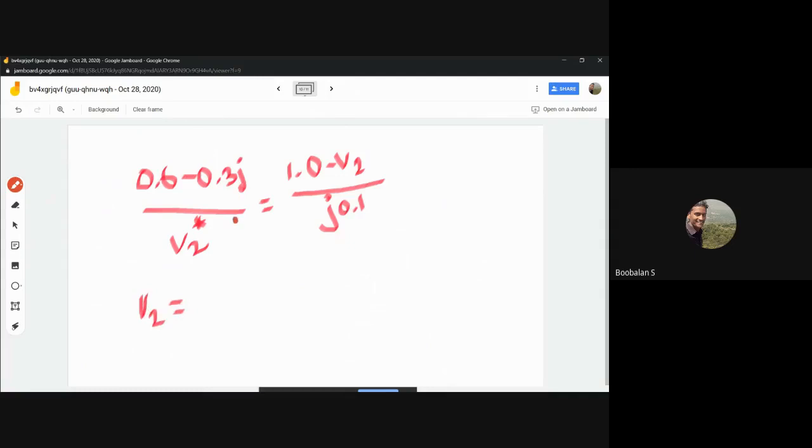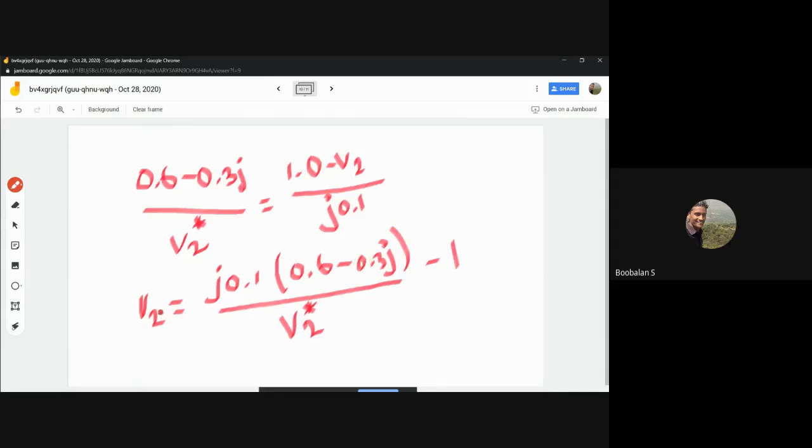We are going to multiply this here and this here, right? We need only v2. j0.1 into (0.6 minus 0.3j) whole divided by v2. We can keep v2 as it is, right? v2 complex conjugate, and on my right side it will be v2. Now if this 1 comes to this side, will it be -1 or +1? -1, I guess, right?